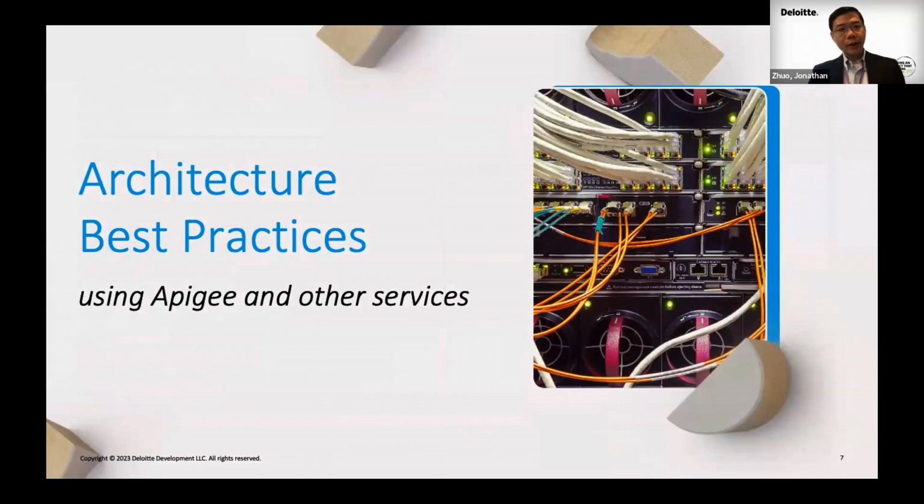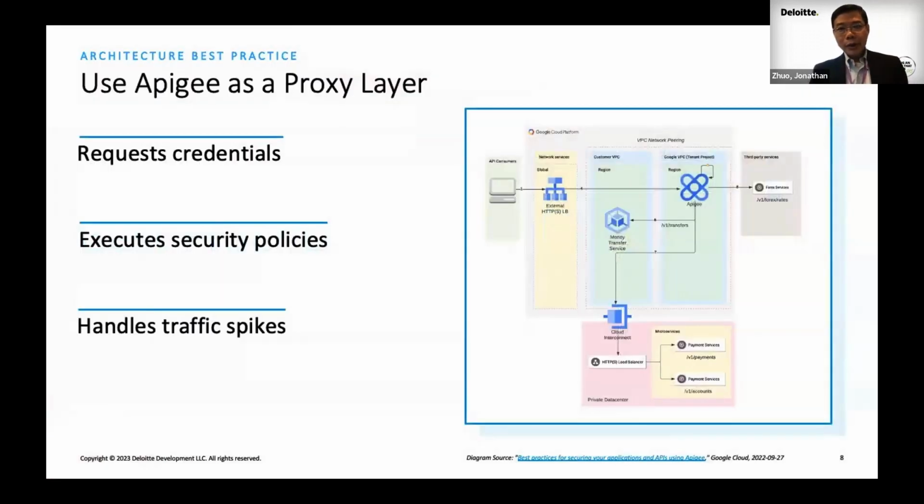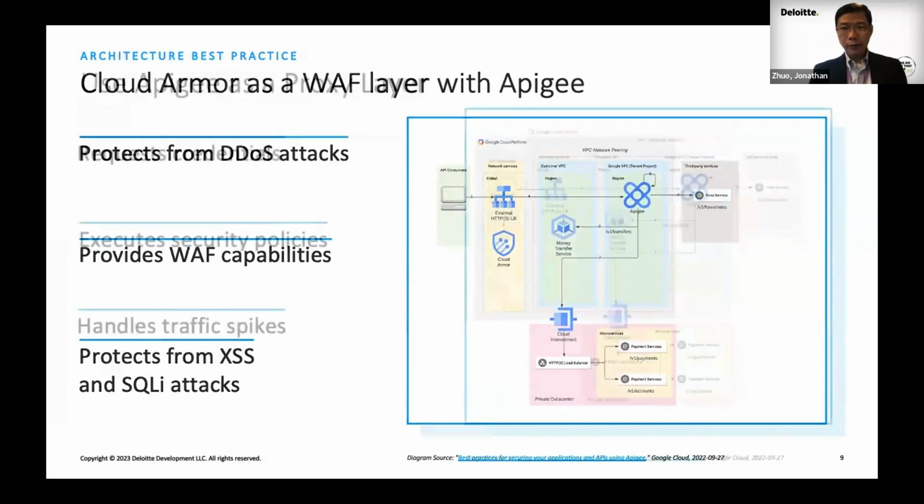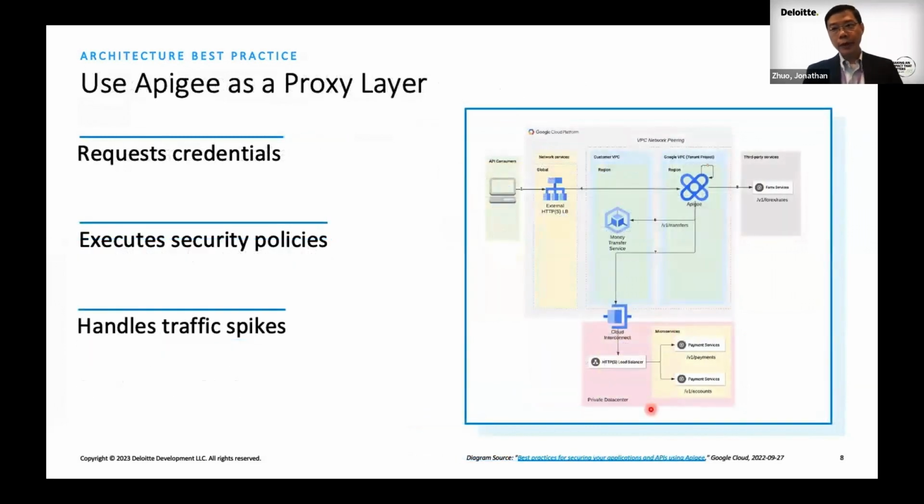Then let's look at architecture best practices using Apigee and other services from Google. Apigee can make it easier to expose your services to your consumers by implementing a standard set of security policies across all APIs. This diagram shows the initial architecture with the addition of Apigee as a proxy layer.